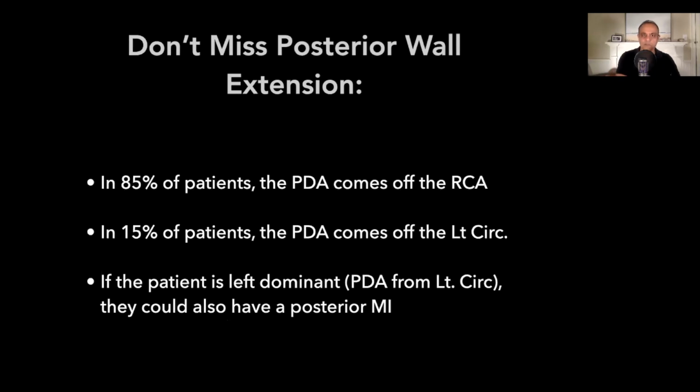And don't miss a posterior wall extension, because typically the PDA is derived from the RCA in about 85% of patients, but in about 15% of patients, the PDA comes off the left circ. So in a patient who's left-sided dominant, which means that the PDA comes off the left circ, they very easily could have a posterior wall MI also. This patient was sort of on the cusp of having that.